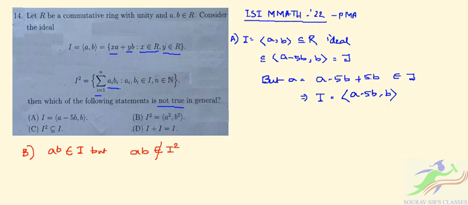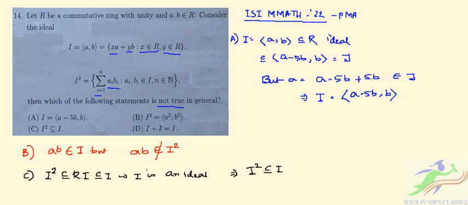Let's check with the other options also. So this option C: I squared is a subset of I. So I squared is a subset of R dot I, which is a subset of I, as I is an ideal. So hence this I squared will also be a subset of I.